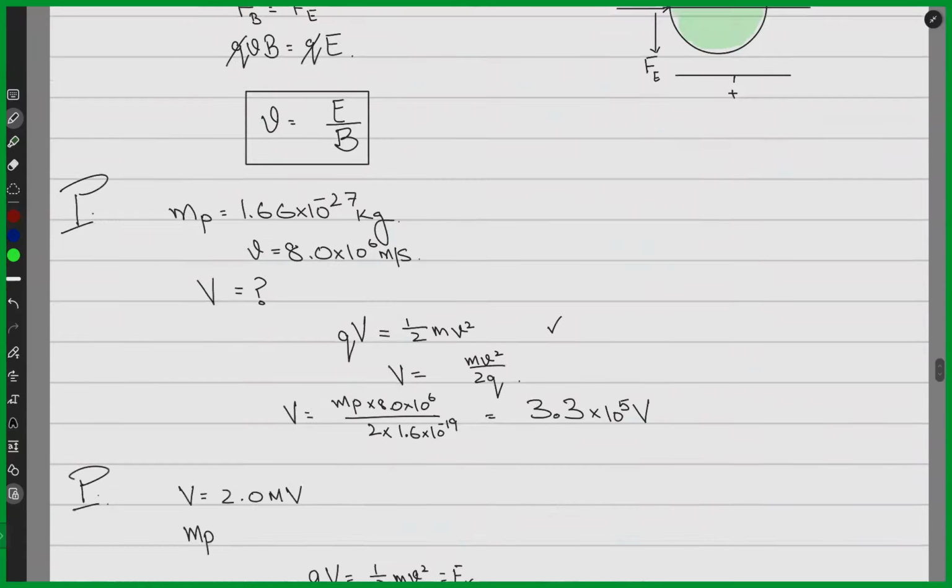Okay, so today we'll start a new topic from this chapter, which is called the Hall effect.